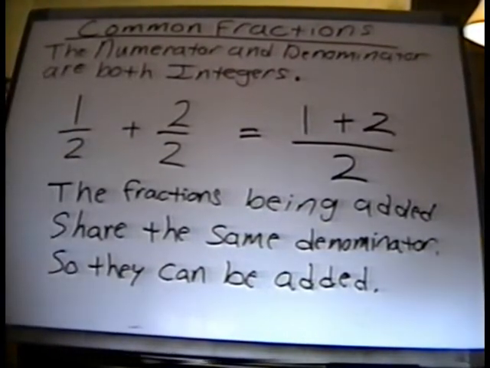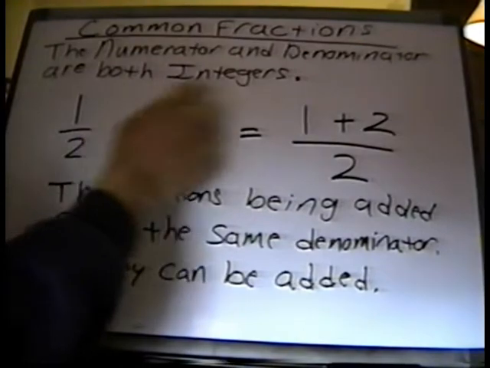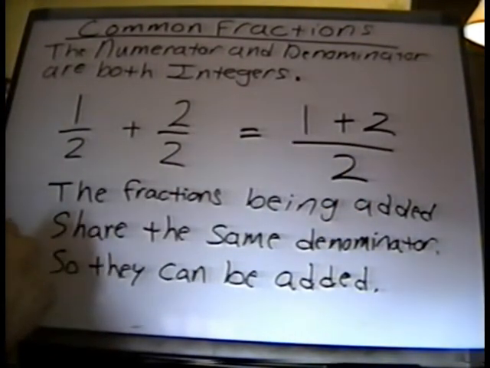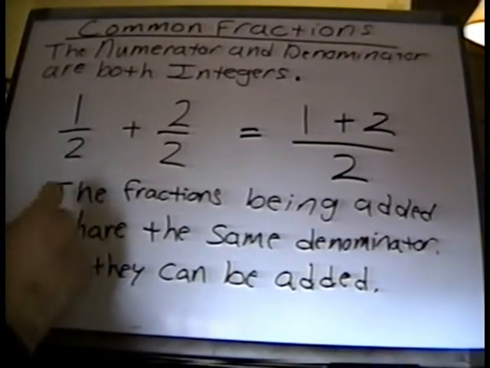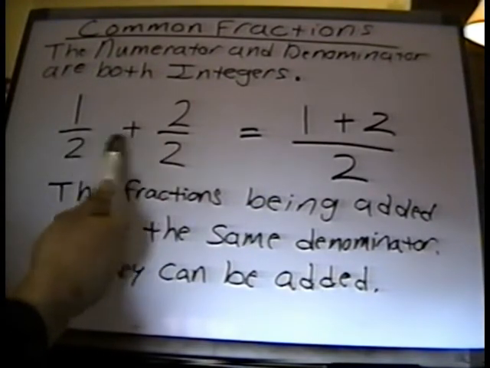So they can be added. But how do you add fractions? The numbers on top are added like so. You add the numbers in the numerator's position. Those numbers get added. The number which is the same in the denominator.